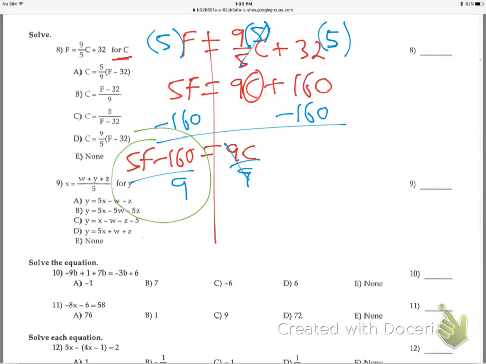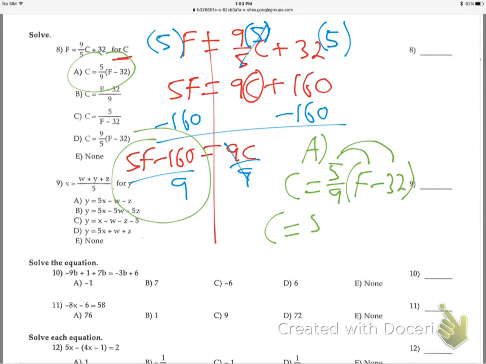Well, how do we do that? Let's take A, for example. So let's look at option A. It says C equals 5/9 parentheses F minus 32. Is that the same as my answer? Yeah, let me show you why. If that 5/9 is distributed, I'm just going to work out option A and see if it comes out the same. It will. 5/9 F minus 5/9 times 32.